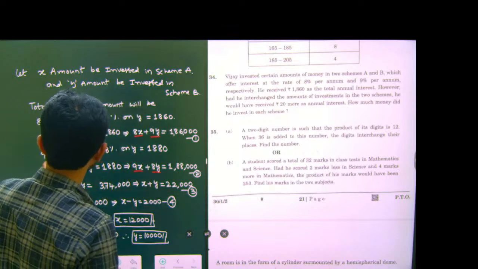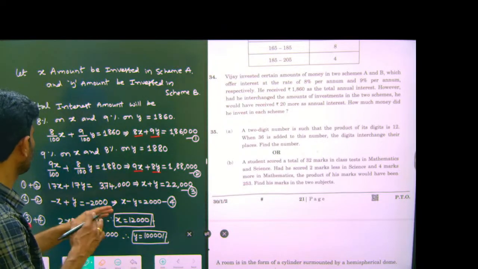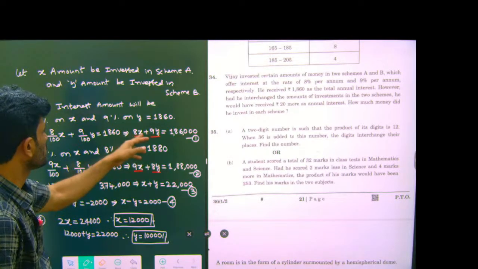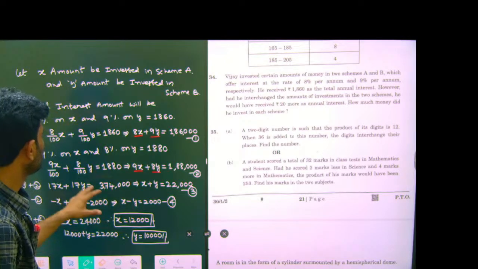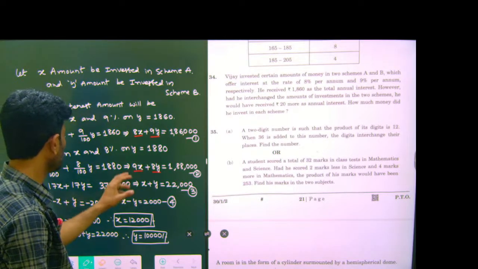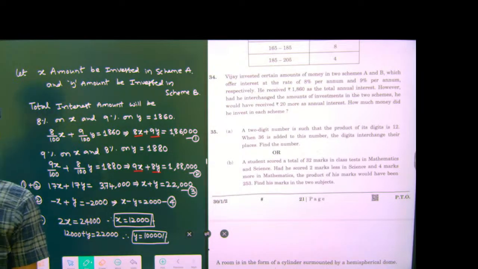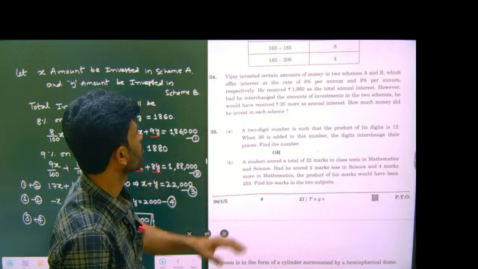So 8x by 100 plus 9y by 100, make it simple. Here also, interchange both: 9x by 100 plus 8y by 100, make it simple, because you can see here the x and y coefficients are the same. We can add one time, subtract one time, then we get two different simple equations. Then again we can simplify both of them, and we get the x value and y value. Then you can write the conclusion at last.